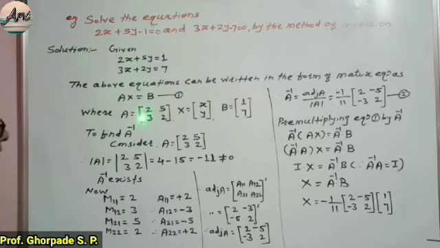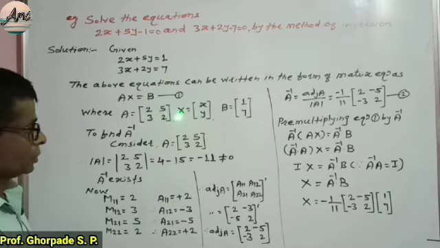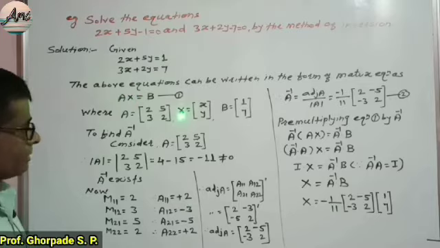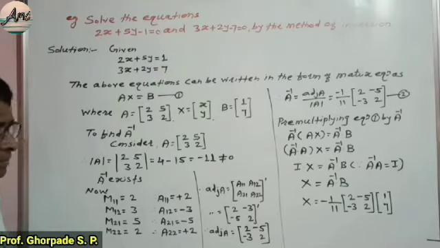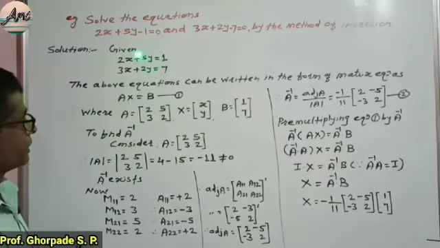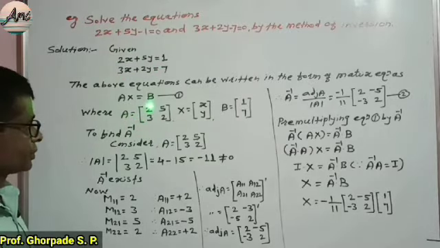So 2, 5 is the first row and 3, 2 is the second row. X is the column matrix consisting of what? The unknown terms x and y. Whereas B is again a column matrix whose elements are nothing but the constants present on the right-hand side of the given equations.